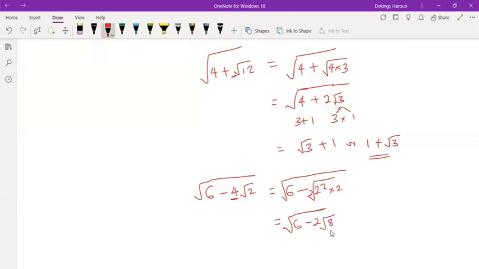So in this case, we can now say 2 numbers that multiply to give us 8 and add up to give us 6. And that will give us 4 and 2. So we can now say our answer is equal to root 4 minus root 2. We know that root 4 is equal to 2, so we say 2 minus root 2 is the answer to this problem.